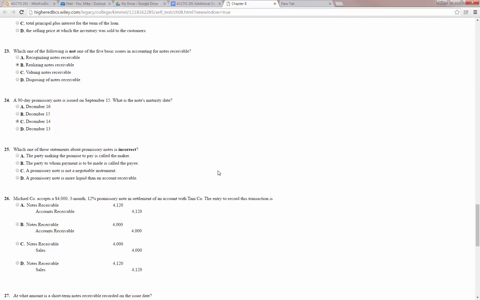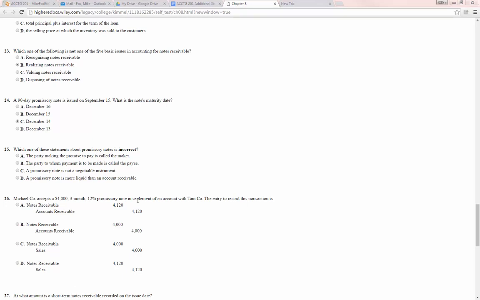Those can be confusing sometimes. Which one of these statements about promissory notes is incorrect? The party making the promise to pay is called the maker. So here's another one where they're kind of dealing with vocabulary. The party to whom payment is to be made is called the payee. A promissory note is a negotiable instrument. A promissory note is more liquid than accounts receivable. Which one of these is incorrect?